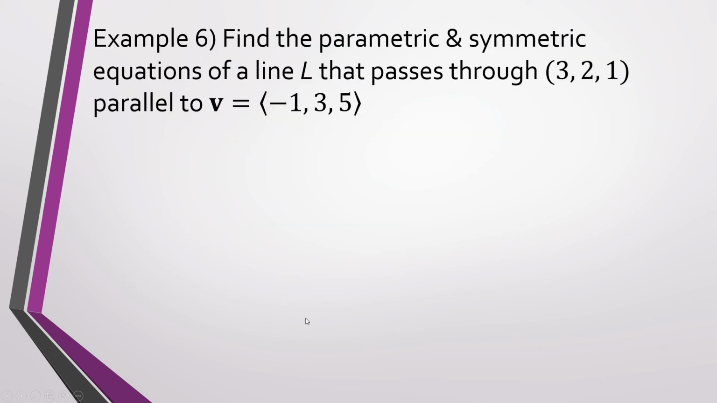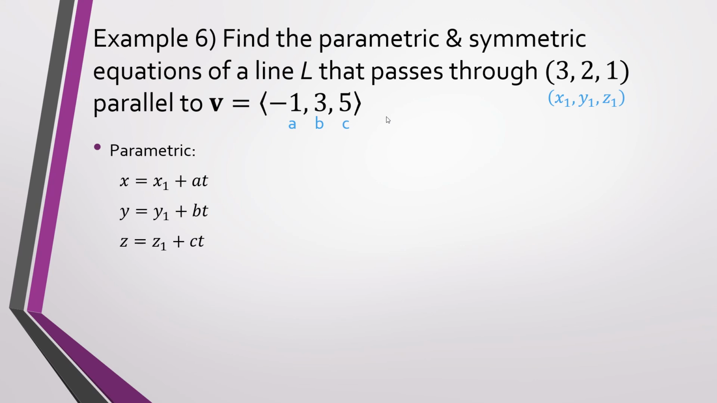So example 6, we're going to find the parametric and symmetric equations of a line L that passes through the point 3, 2, 1, and is parallel to vector v with components of -1, 3, and 5. So here this point gives us our x sub 1, our y sub 1, and our z sub 1. We're given the vector, so we have our direction numbers a, b, and c. So let's start with our parametric equations. I just reminded you of what those look like.